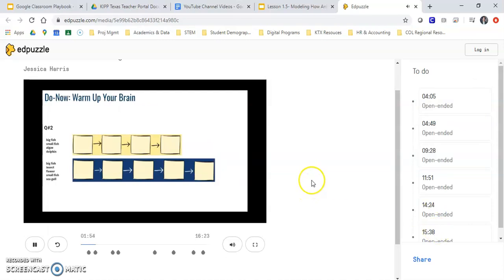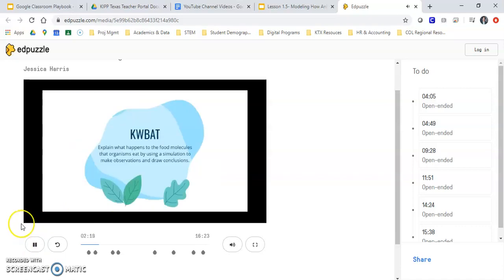So for the next one, really quickly going over these two, the correct order was algae, small fish, big fish, and then dolphin. And then for the last one, flower, insect, small fish, big fish, and then seagull. Great. So now let's move on.